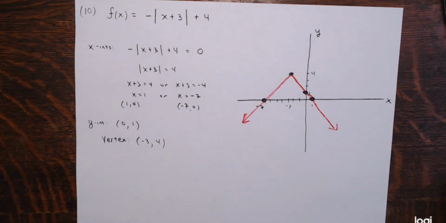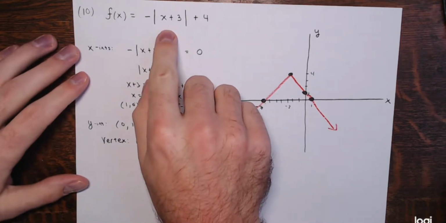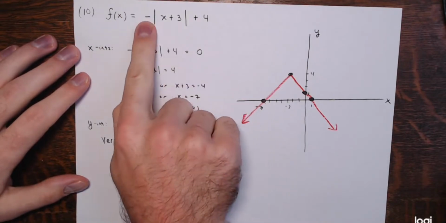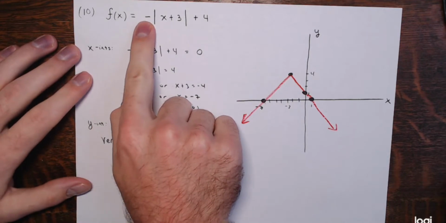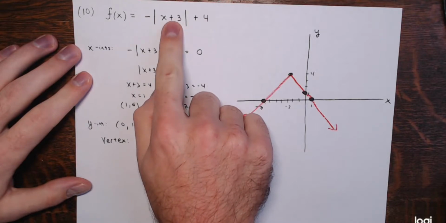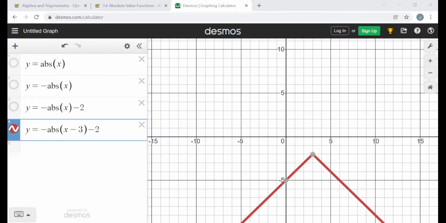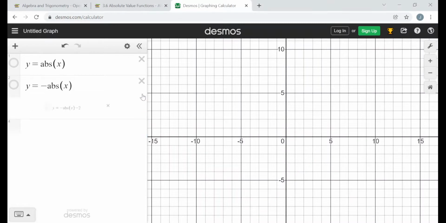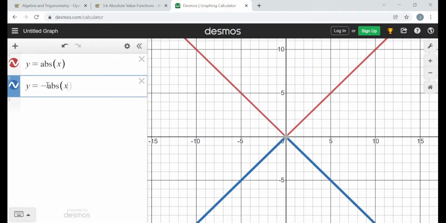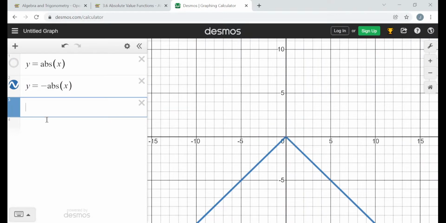Now again, if I were doing transformations, I'd start with the absolute value of x, reflect across the x-axis because of this times negative 1 here, then move it up 4, plus 4 on the outside, and then replace x with x plus 3 to move it left 3. And let's do that, but not by hand. I'm just going to go back to Desmos. We'll start with the absolute value of x. I said let's multiply it by negative 1 to reflect across the x-axis. Then we're on this graph. Then I add 4 to move it up 4.